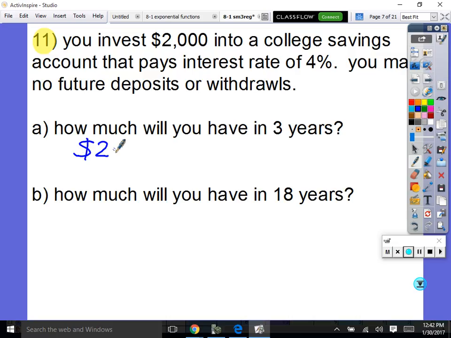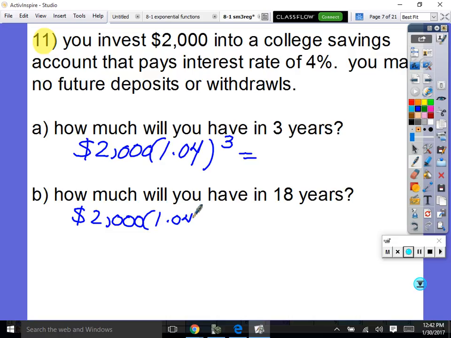So here we go. We would write out our work, though. 2,000 times 1.04 raised to the third power. So we'll type that into our calculator. How much will you have in 18 years? So 2,000 times 1.04 to the 18. So if we type that into our calculator, this one, we should get this.